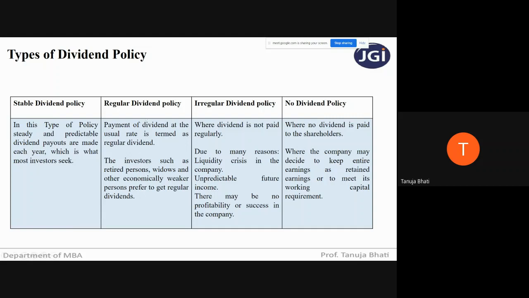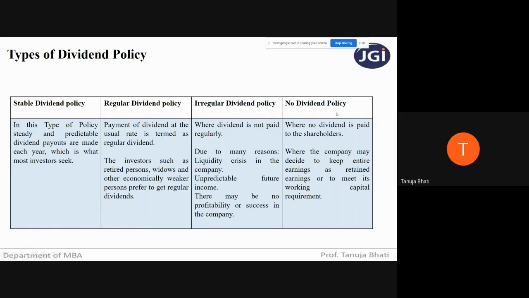Next is irregular dividend policy, where dividend is not paid regularly. It will not be paid every month or half yearly or yearly. Suppose they get it this year, they may not get it next year. They may get it after 2 years. So it is irregular, and it can be due to many reasons. The irregular dividend policy may be planned by the management. Reason number one is liquidity crisis in the company, unpredictable future income. There may be no profitability or success in the company. With these reasons, the company may opt for irregular dividend policy.